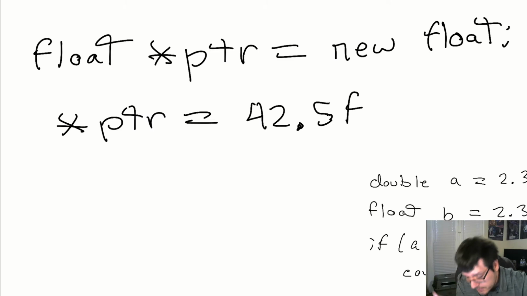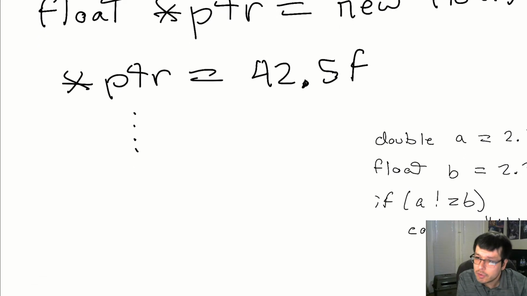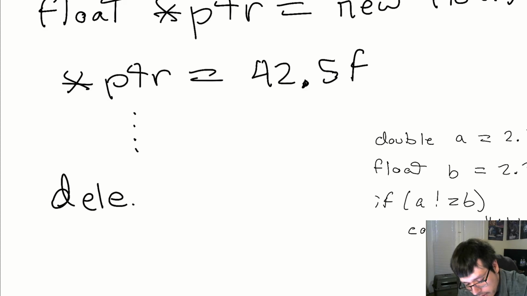Anyways, going back to this, we created a float, we stored a float in it. We use whatever we need to do with it, do the math. You know, there's some magical code happening here. Now comes time to delete it. So we don't want memory leaks. So we're like, okay, let's be extra safe and say delete ptr.